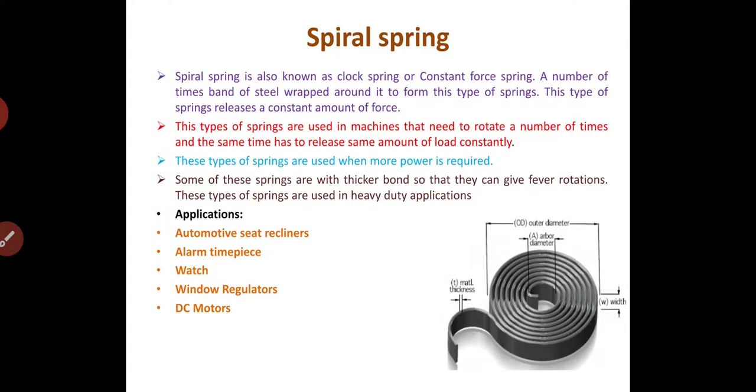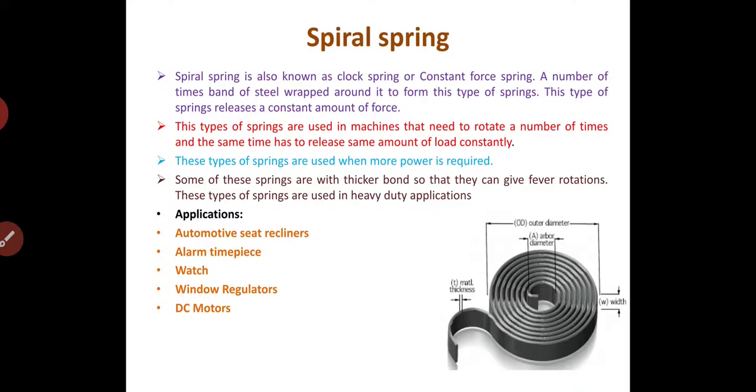Spiral springs, as I told you earlier, these springs used to be used in wristwatches, clocks and toys. Now also they are very much used in automobile seat recliners, alarm timepieces, window regulators and DC motors. The spiral spring is also known as the clock spring because it was used very frequently for wall clocks, table clocks and also in wristwatches. It is a constant force spring.